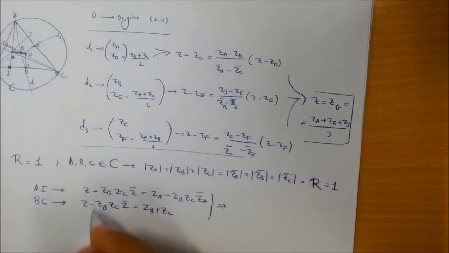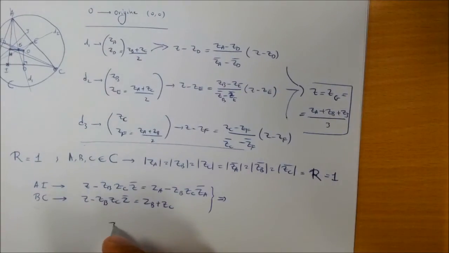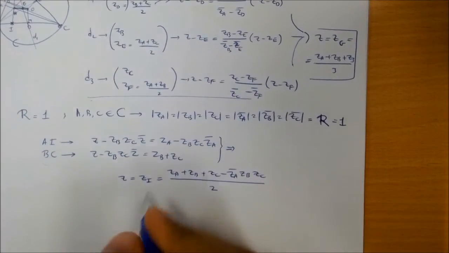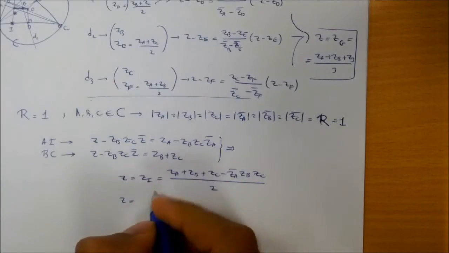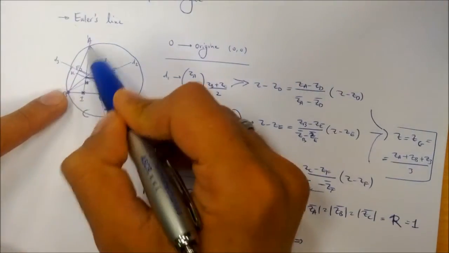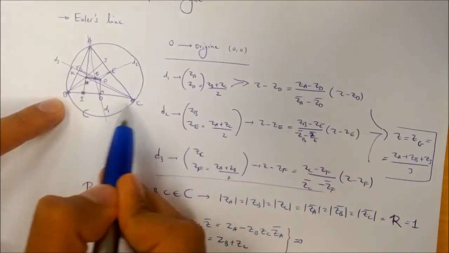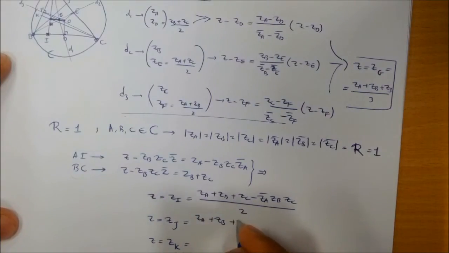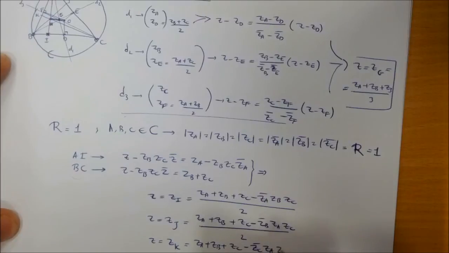Simply we can solve this system of equations, and Z of I, the intersection, is ZA plus ZB plus ZC minus ZA bar ZB ZC, over 2. And with the exact same approach, I'll have Z of J and Z of K, which are the intersection of the lines AC and BJ and AB and CK, sorry, which will be equal to ZB plus ZA plus ZC minus ZB bar ZA ZC over 2, and ZA plus ZB plus ZC minus ZC bar ZA ZB over 2.